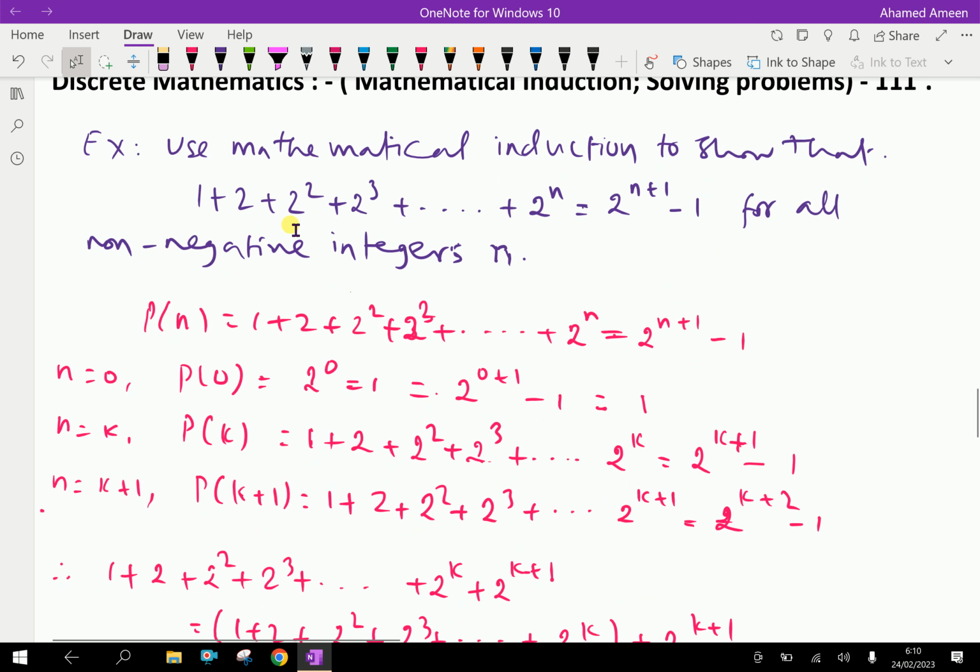Look at this example. Use mathematical induction to show that 1 plus 2 plus 2 squared plus 2 cubed plus dot dot dot plus 2 power n is 2 power n plus 1 minus 1 for all non-negative integers n. We have to prove this expression by using mathematical induction. For this, the basic step.